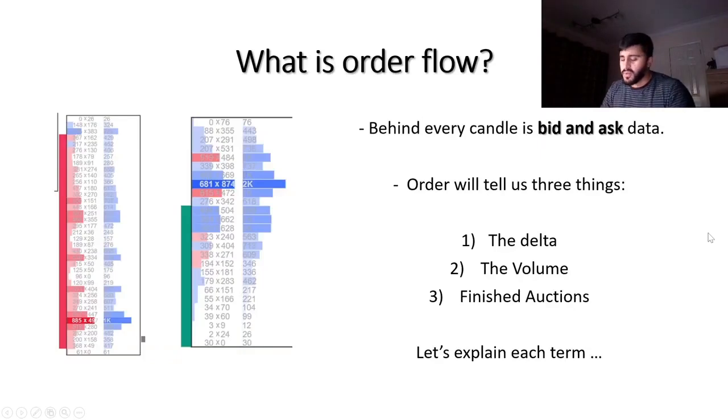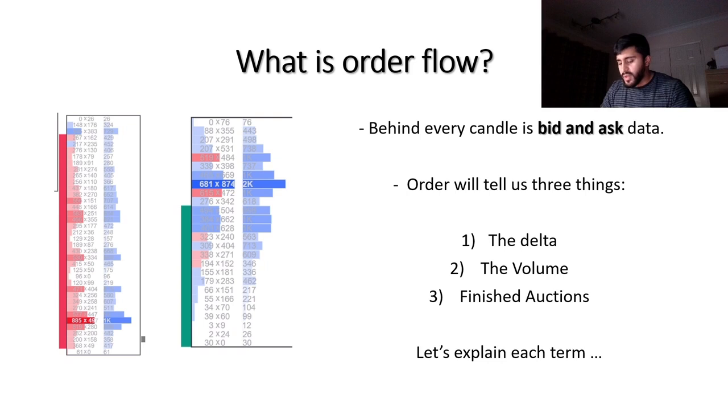What is order flow? Let's get into it. Every candle will have two numbers associated within it, which is something that a lot of people don't even know. You have the bid and you have the ask. And the bid and the ask give us three very, very important things: the delta, the volume, and finished auctions, which is something we're going to get into now.